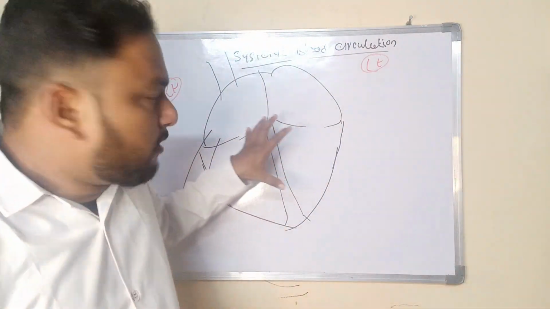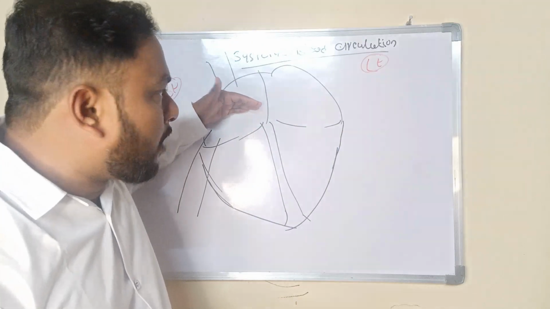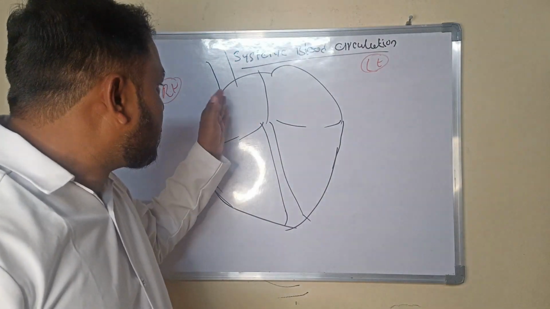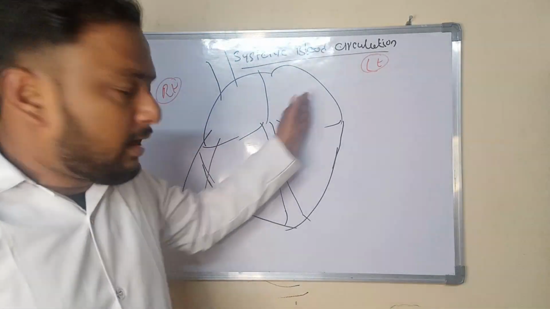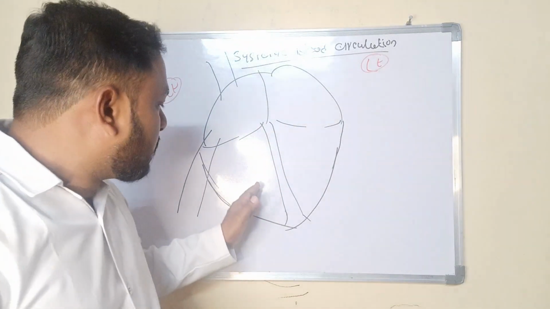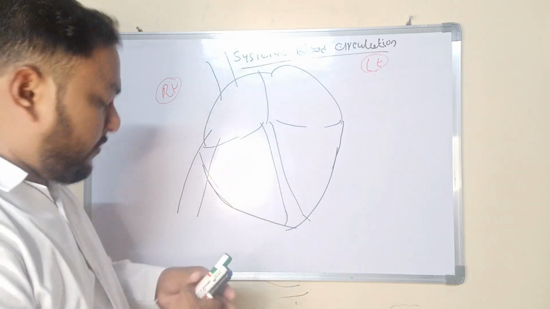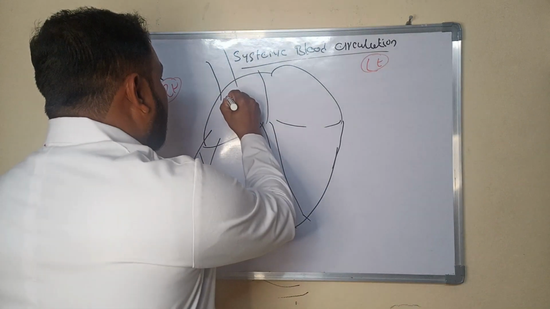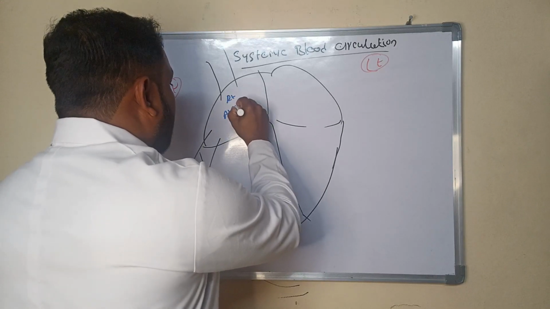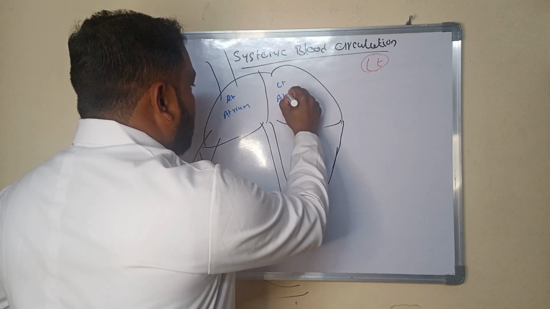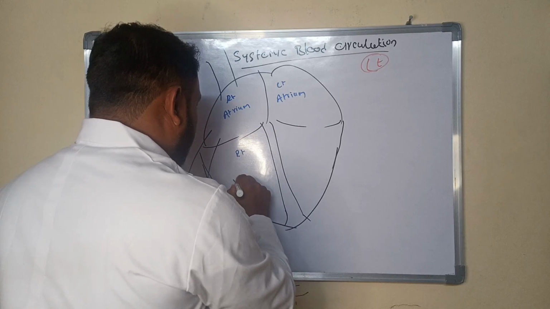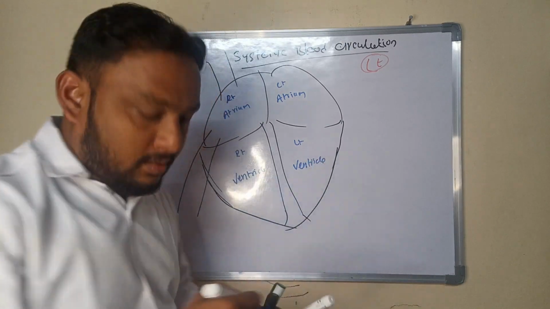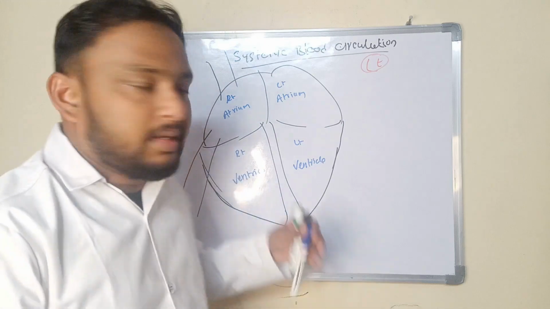So the heart has a total of 4 chambers. The top 2 chambers are called atria. Okay, this is the right side, right atrium, left atrium, and the bottom 2 chambers are called ventricles. So right ventricle and left ventricle. Okay, a simple diagram to remember. So I will write: this is the right atrium and left atrium, right ventricle, left ventricle.